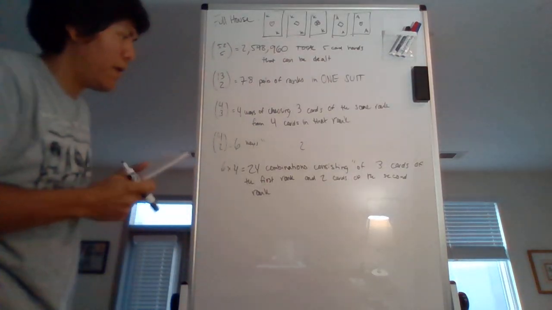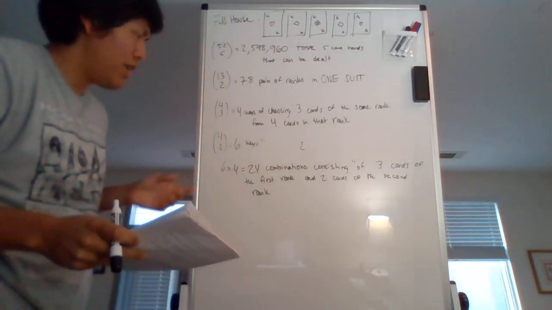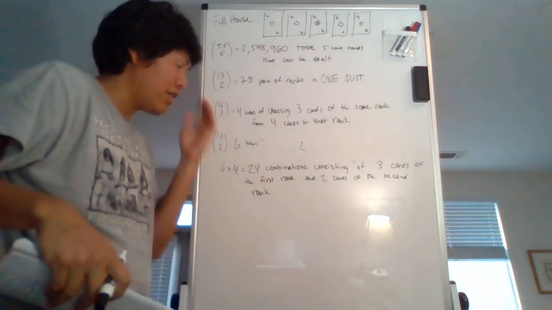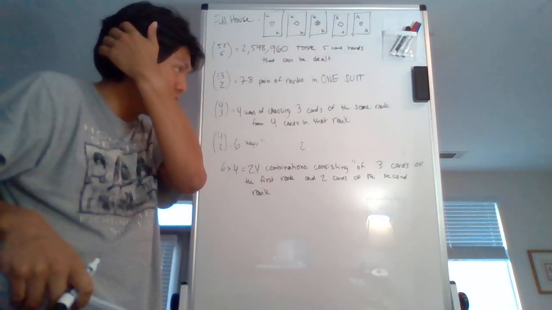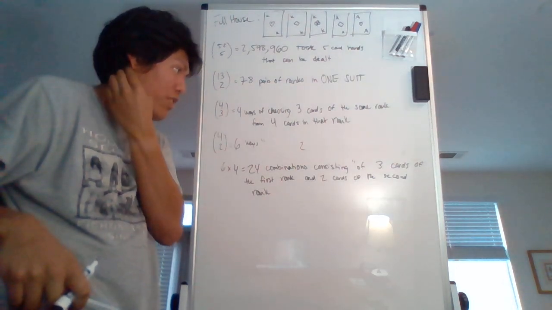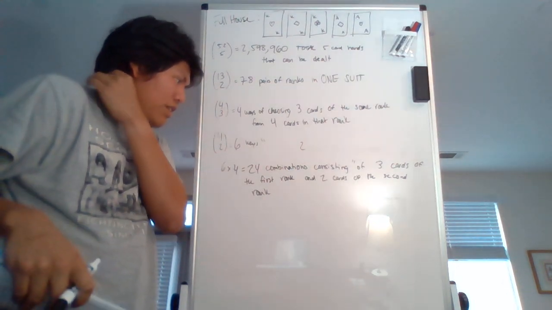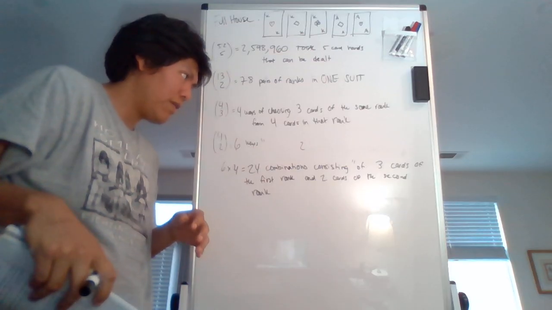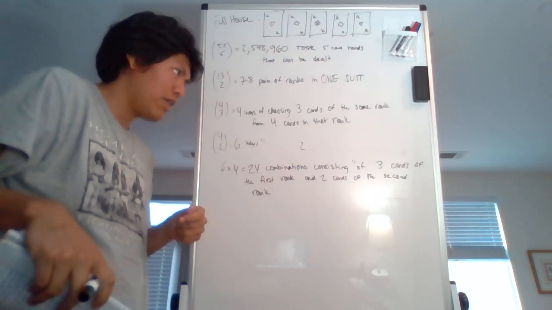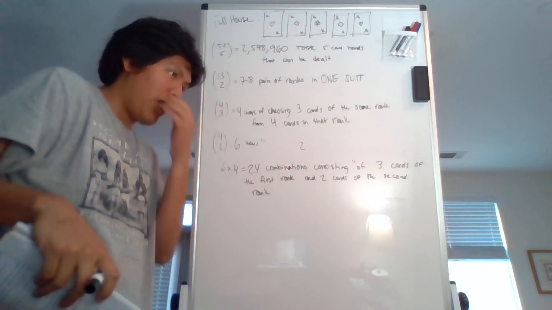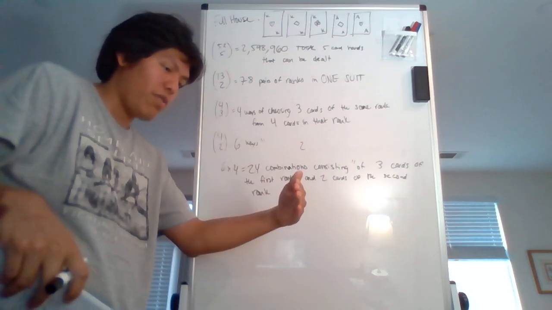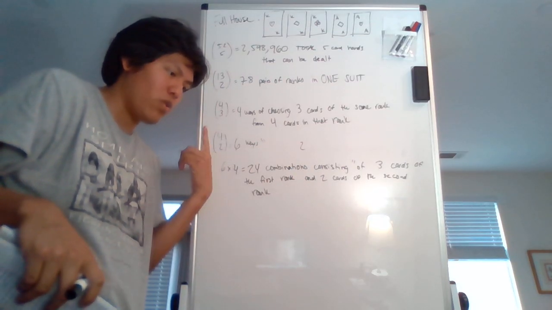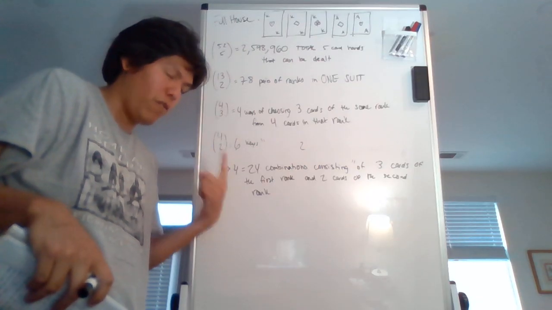All right. So, okay, there's 24 combinations consisting of 3 cards of the first rank and 2 cards of the second rank. So if you have the kings and the queens in front of you, then, you know, you choose any 3 of the kings and 2 of the queens. That's 1 full house.